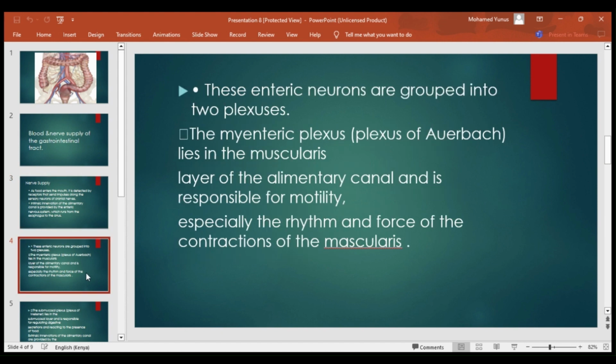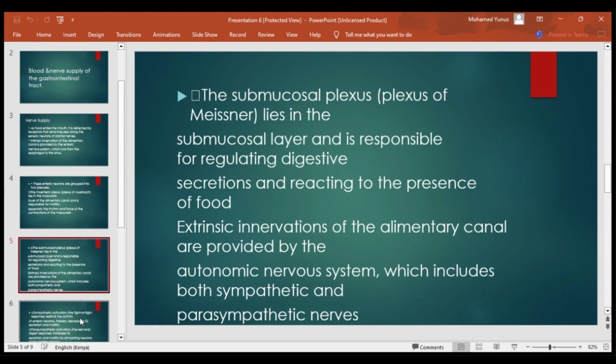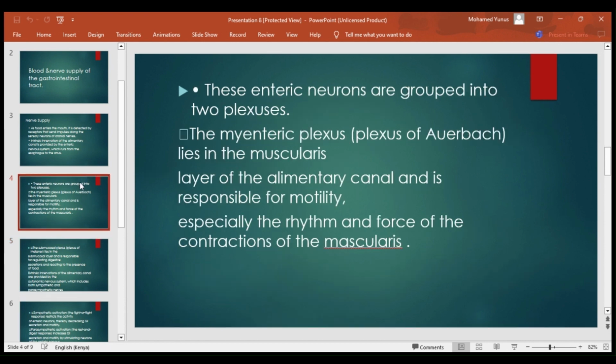And we also find that these enteric neurons are grouped into two plexuses. We have the plexus of Auerbach, and we also have the plexus of Meissner. So let's start with the Auerbach plexus.